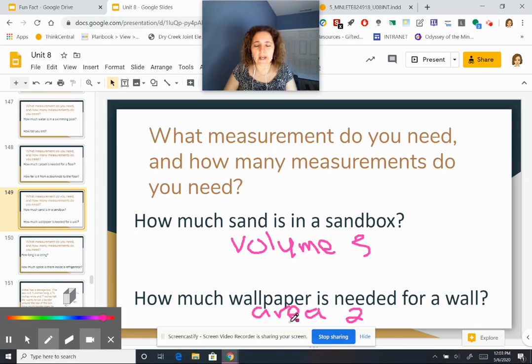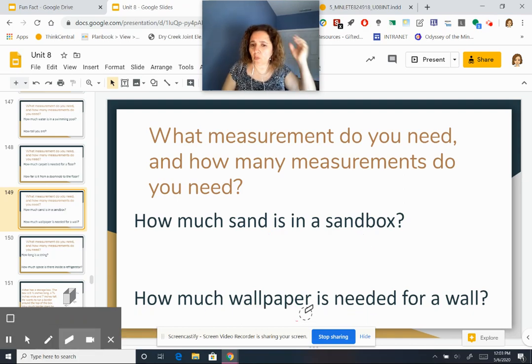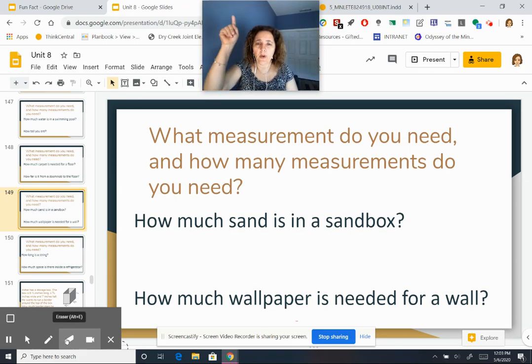All right, if you said area and you need 2 measurements, you are correct. Think about it, when you are doing a wall, you're not doing just one part of the wall, you want all of the wall, right? So you want area. Okay. Next one.